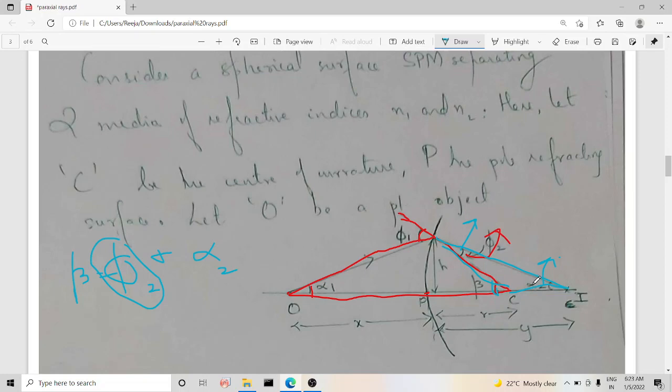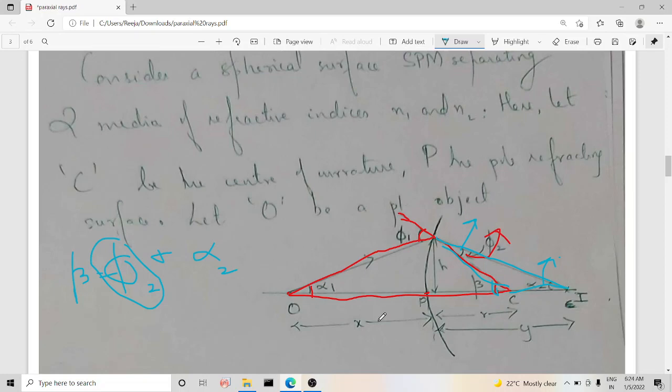Similarly for alpha 2, I replace it with tan alpha 2. Tan alpha 2 is h by y. So this will be needed for us. That's why I am telling again. So what is y? If I is the final image position, this is my incident ray, this is my refracted ray that touches here. So this is the image position and O is my point object. So x is actually my object distance and y is actually my image distance.